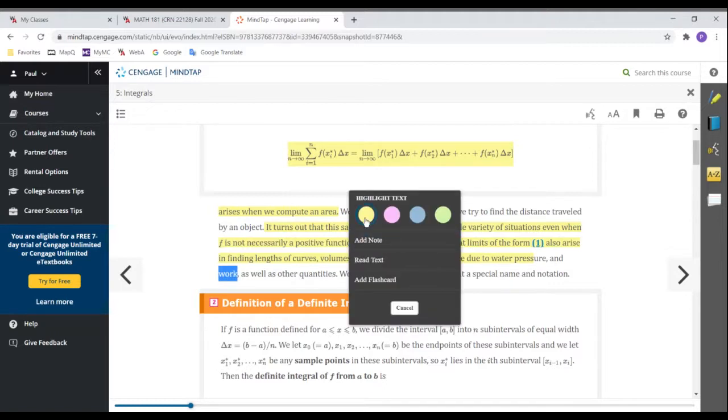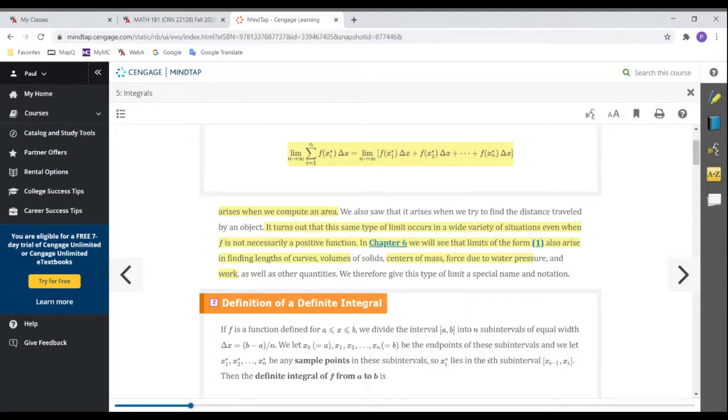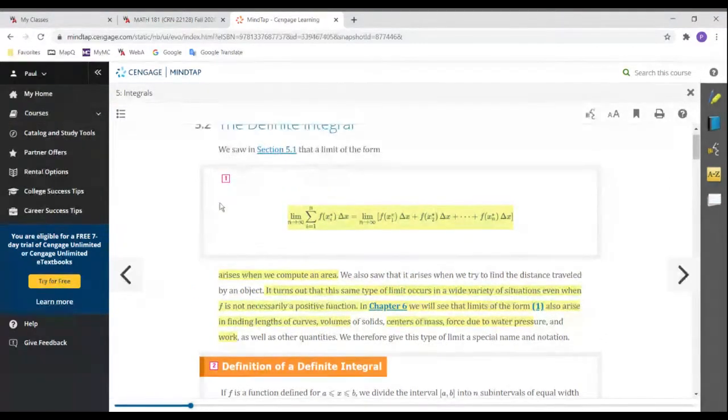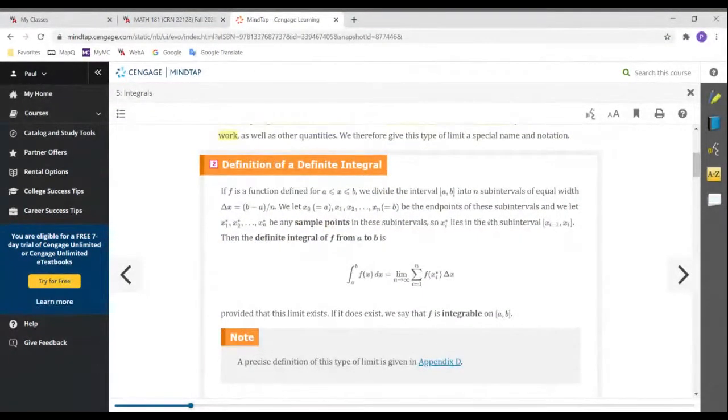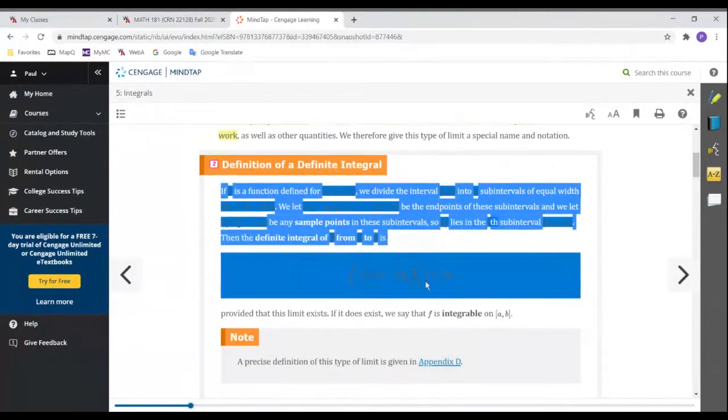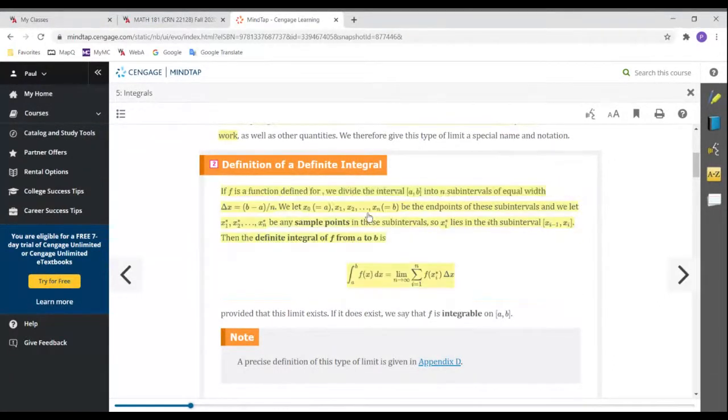This is a very important concept. And in this Formula 1 that they're showing you, what you're really computing is what's called a definite integral. Okay, so I'm highlighting all of this here.